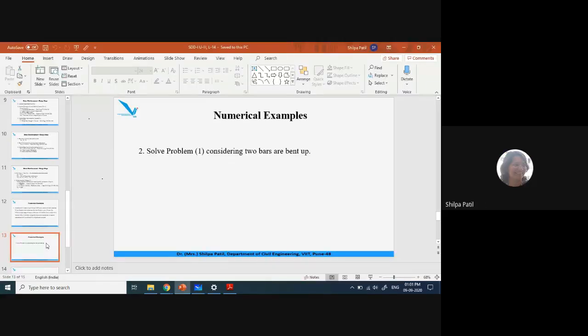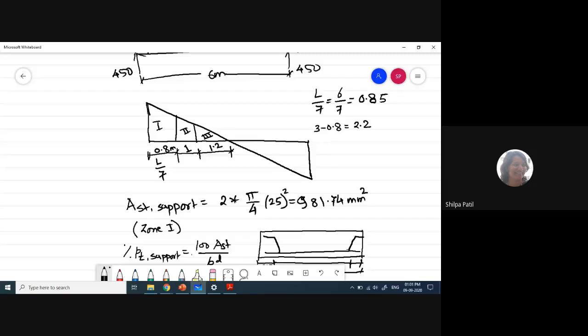Ma'am, what is the angle at which the bars are bent up? 45 degree. This angle is always taken as 45 degree.